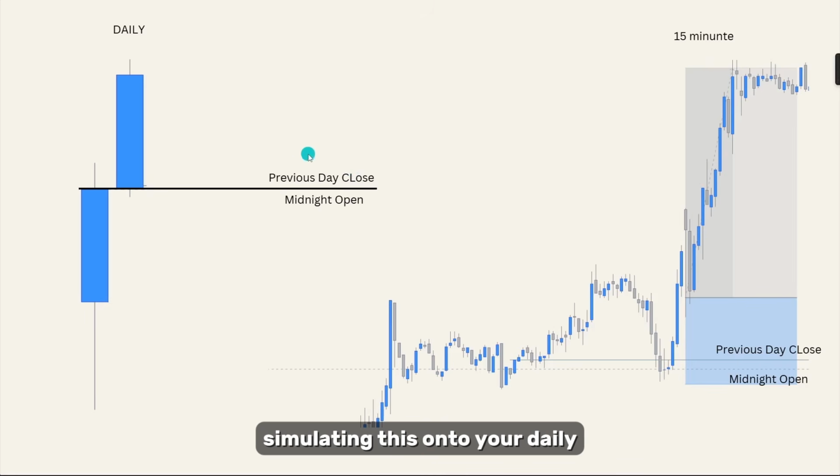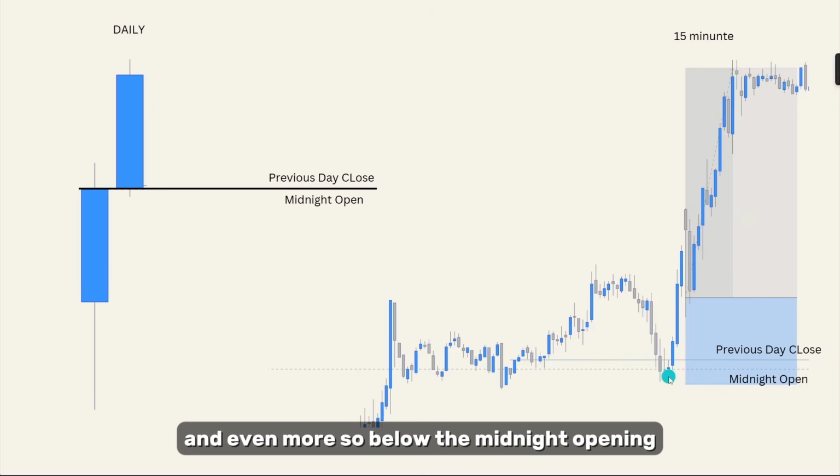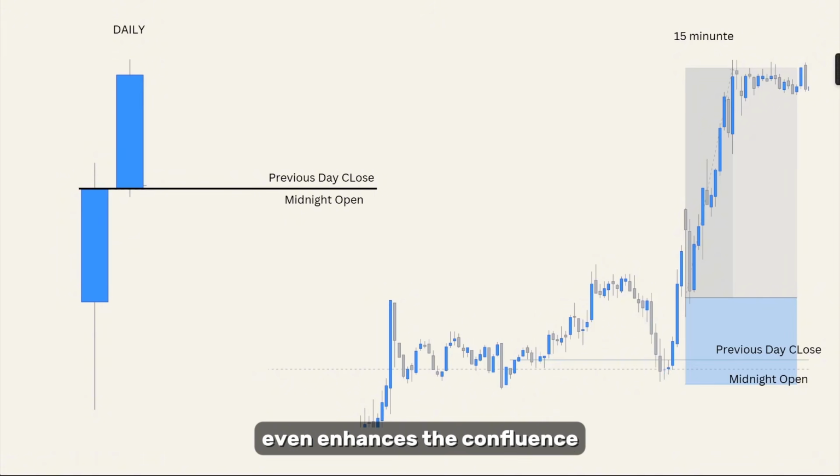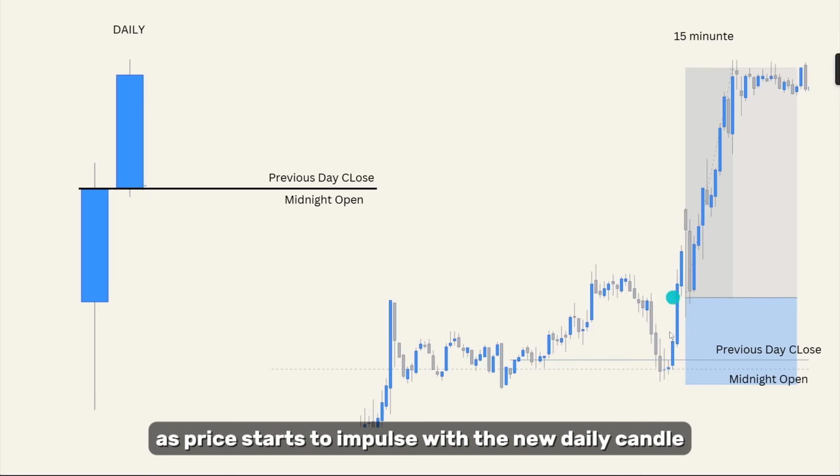And once again, simulating this onto your daily and your 50-minute time frame. Price, previous day close, then also the midnight open at that area. What does price do? Minimal retracement, comes below your previous daily close, ideal area to buy, and even more so below the midnight opening. Even enhances the confluence of that trade, and then you can just enter as price starts to impulse with the new daily candle. Once again, following that daily bias candle behavior.